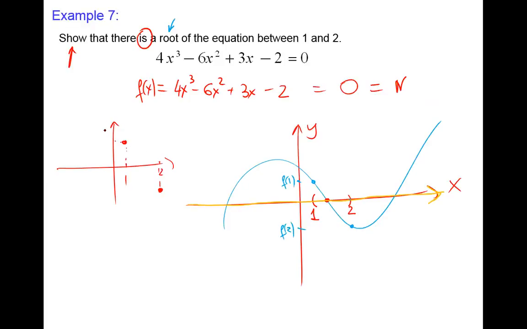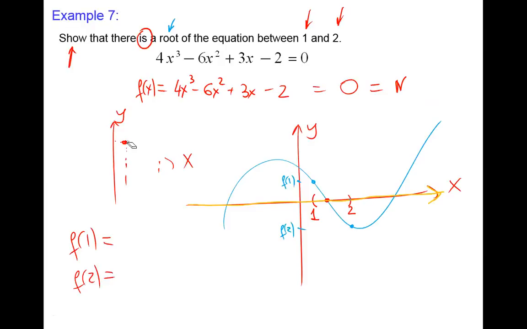I have to intersect the x-axis. You can see that this is the point to prove that this intersection will exist between 1 and 2. That means I have to find the value for 1, and I have to find the value for 2, because 1 and 2 is the number scale. And I'm expecting one value to be positive, one value negative.